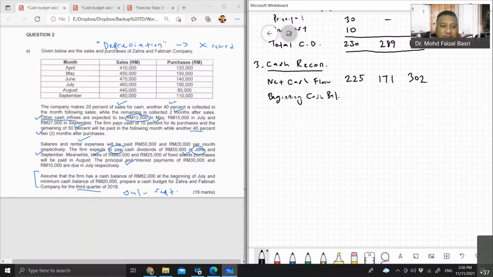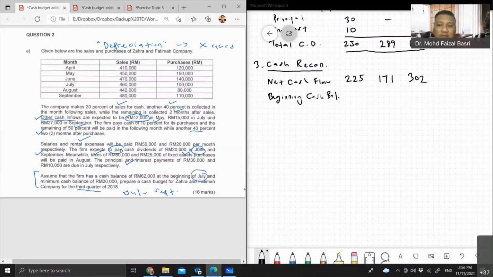For example, this question says, assume the firm has a cash balance of 62,000 at the beginning of July. This is the only month they give you. Always. Every question they will give you only the first month. Sometimes they use the words the beginning of July, sometimes they might use at the end of June. Familiar with the concept: ending in June, they will carry forward to the beginning of the following month, which is July. Ending this month becomes beginning next month.